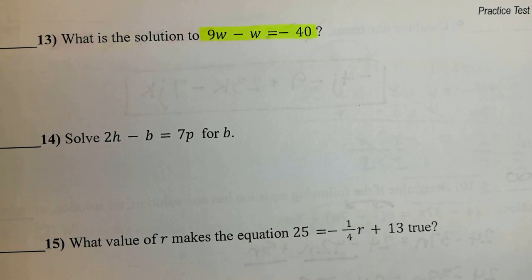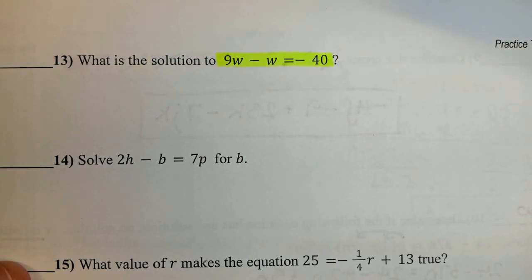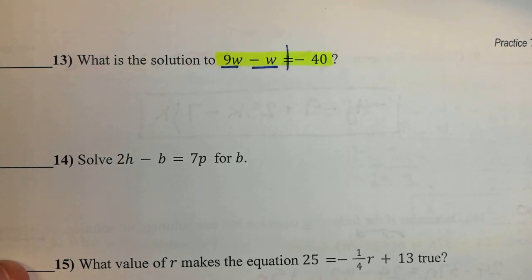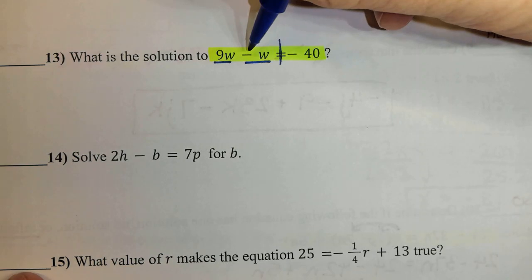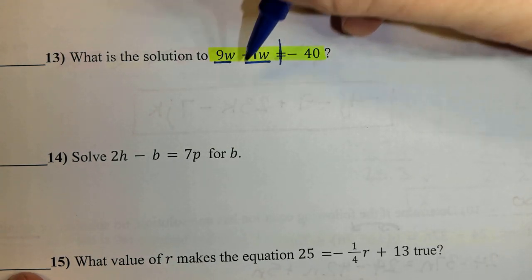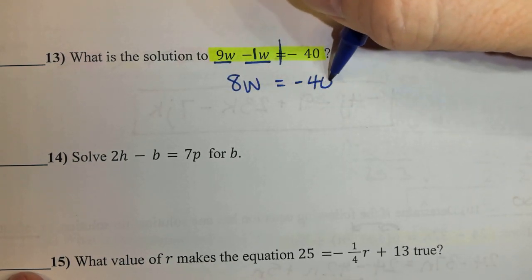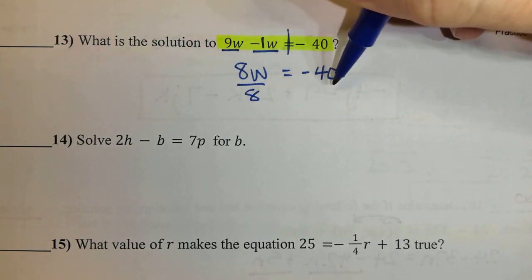Okay, and all I have to do is solve, right? So no parentheses, no distribution. But here's my equal sign, right? I have 9w minus w on the same side, so I can combine like terms. And remember, if there's no number, it's a 1. So I have 9 minus 1. Well, that's easy, that's 8. None of this changes. And then my last step is divide.